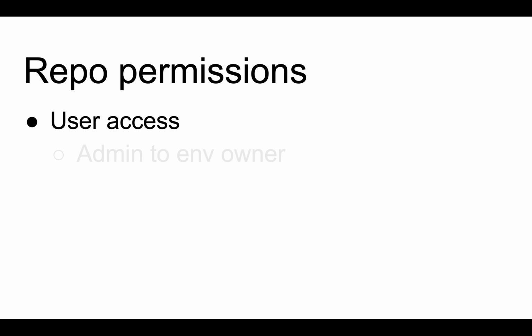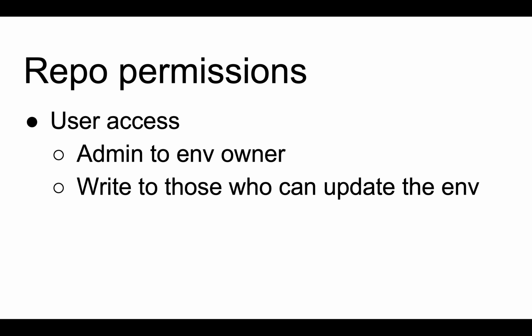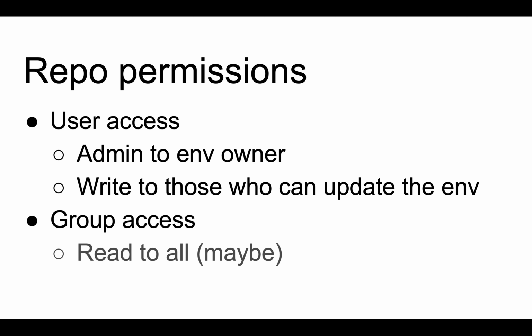The repo permissions, it really pays to define your user access. You give admin to your environment owners, right to those who can update the environment. So let's say a tester wants to propose a new version of the API in a particular environment. They'll do a pull request for it, and the environment owner will accept it or reject it. And then, of course, group access if you want people to read the configuration for your environment.